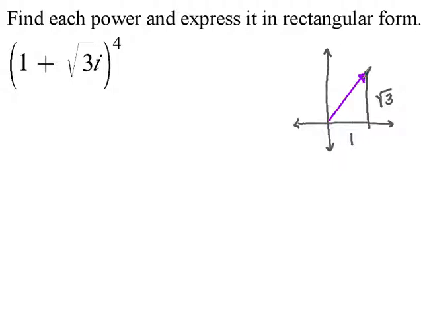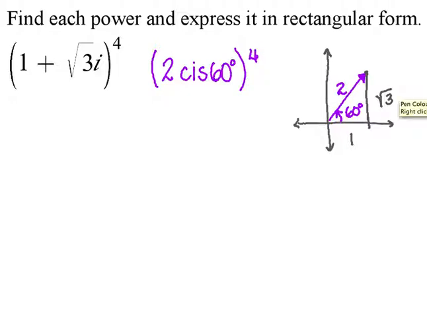Oh, come on. 1 root 3, it's a special triangle. 2. Yes. What's your angle here going to be? 60. So really, this I could write as 2 cis 60 degrees. Okay, remember that cis just means it's a complex number. Now what I'm going to do is take that to the 4th power. So what exactly does that mean?